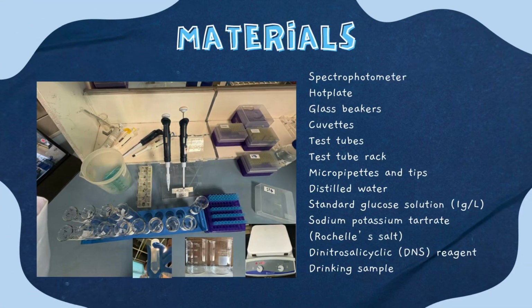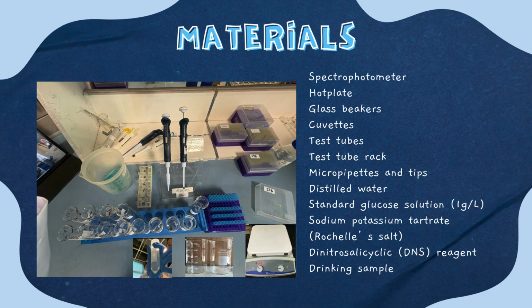The materials used for this experiment, firstly, is DNS reagent. It reacts with reducing sugar when heated to produce a reddish-brown color for measurement. Next, Rochelle salt to stabilize the final reddish-brown color to ensure an accurate reading. Cuvette, a transparent container that holds the final solution for analysis in a spectrophotometer. Hot plate provides the necessary heat to drive the chemical reaction between the sugar and DNS reagent.